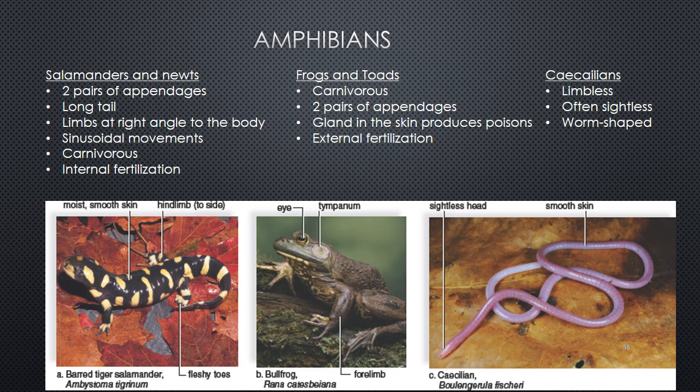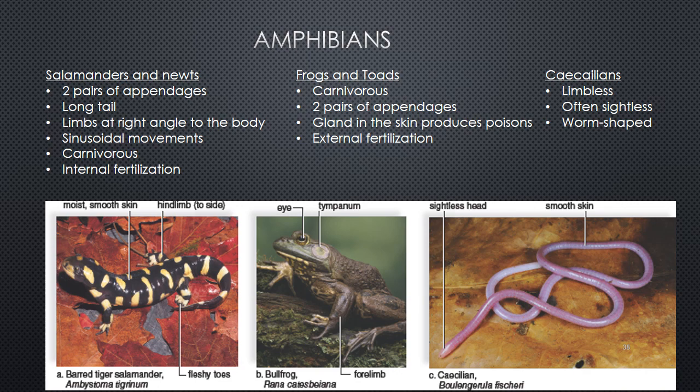Okay, there are 3 different groups of amphibians that we're going to talk about. The first are salamanders and newts. Those have 2 pairs of appendages, a long tail, limbs at right angles to the body. They move in a sinusoidal motion, which is like an S-like motion, and they are carnivorous. In fact, all amphibians are carnivorous, just so you know. And they do internal fertilization.